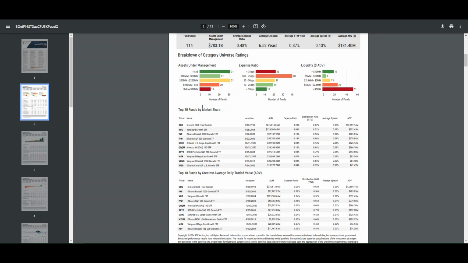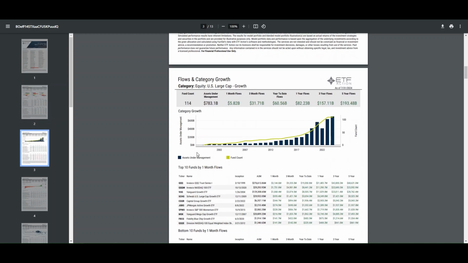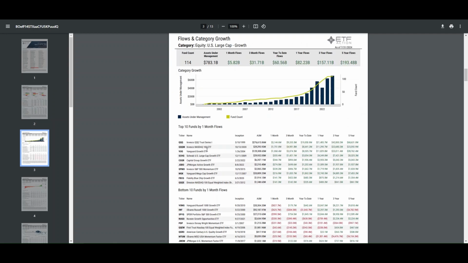We'll show you on a fund level the top 10s by market share, the Invesco QQQ Trust, not surprisingly, the largest fund in the category. If you want to look at ADV, Qs are the most liquid as well, not surprisingly. If you want to dive into the rest of the report, we'll start out with flows and the growth of the space. Qs, again, had the most flows of the last month with $3.1 billion, and you can see the Vanguard Russell 1000 Growth ETF saw $827 million in net outflows.